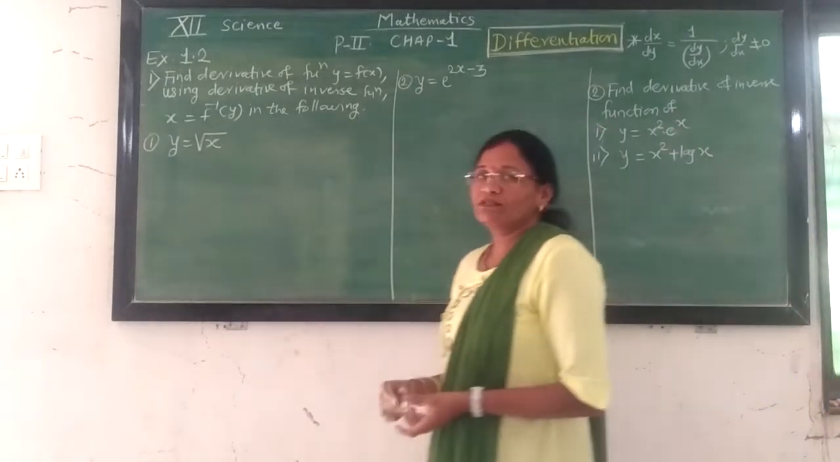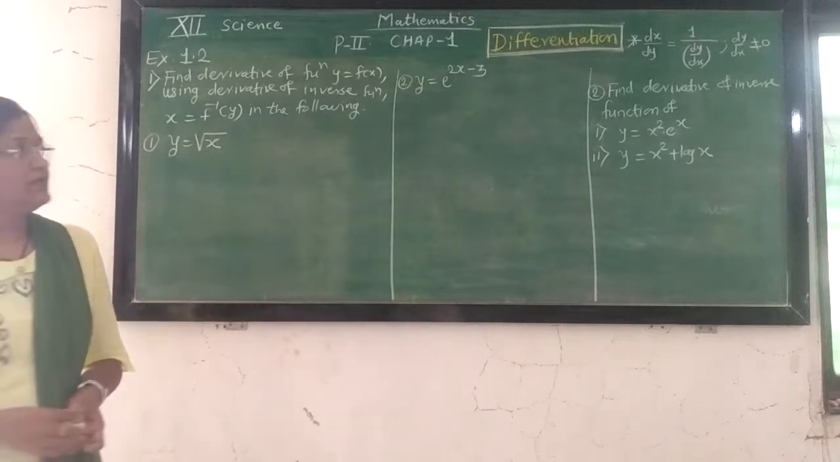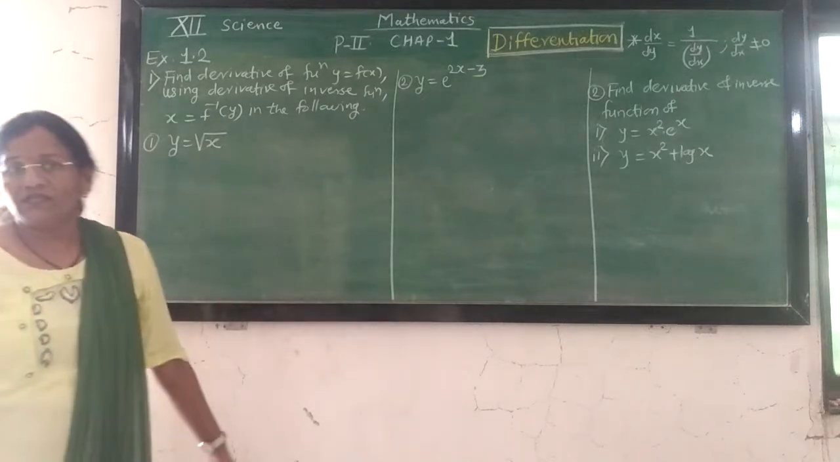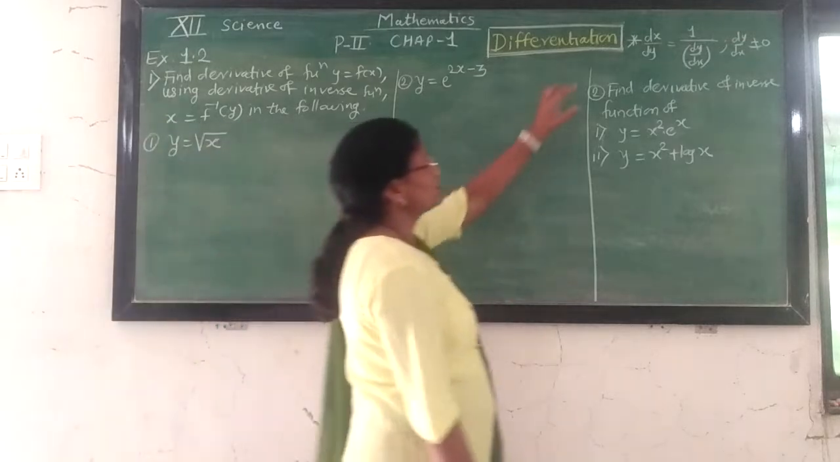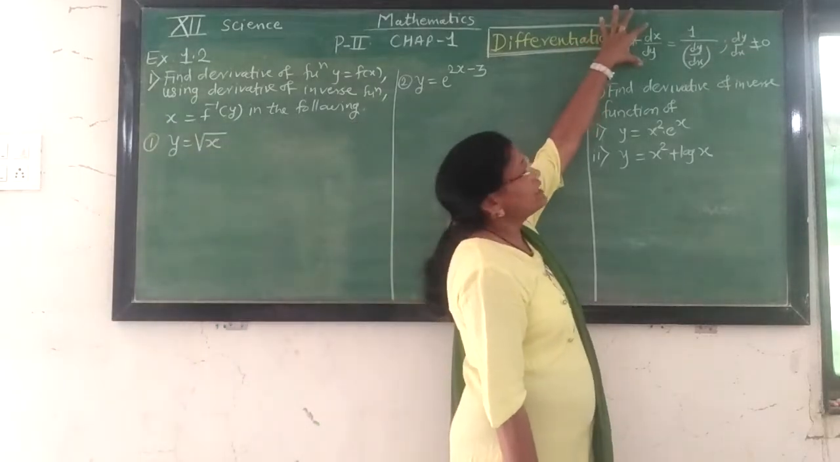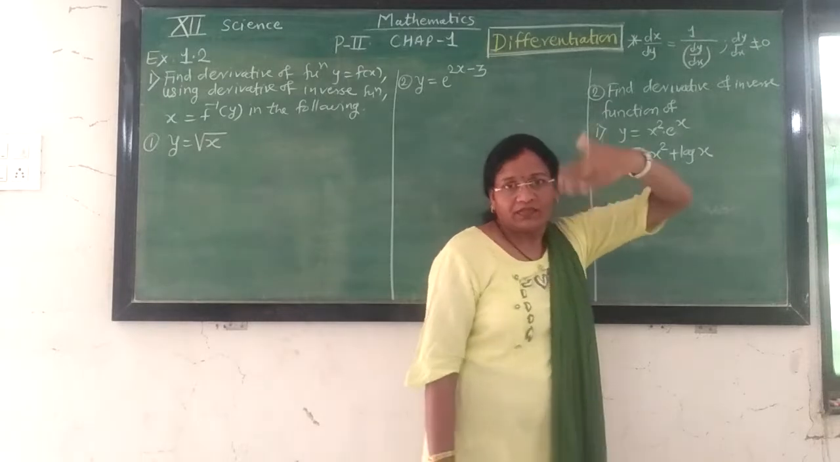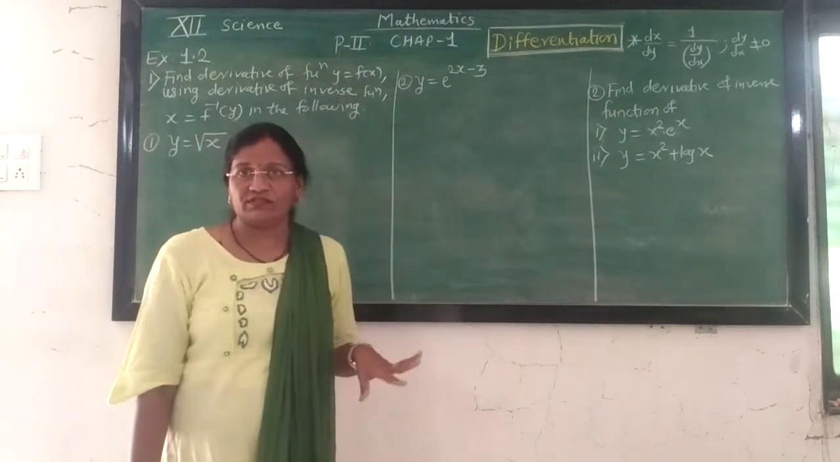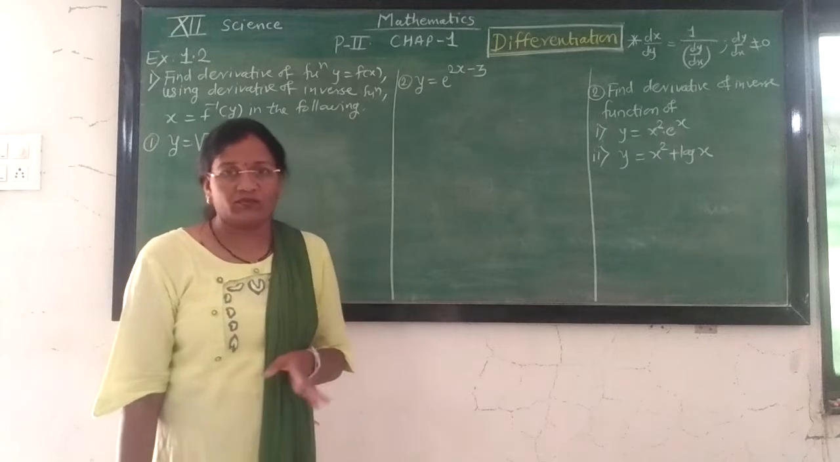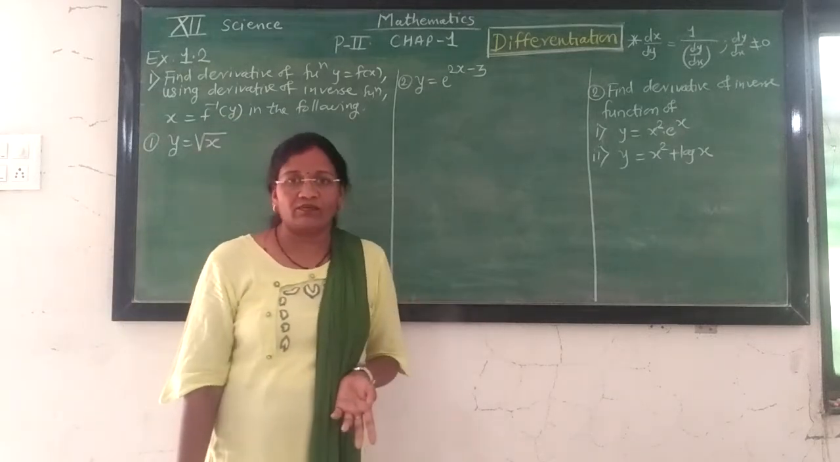Friends, now we solve the examples on inverse function. According to the theorem of inverse function, the derivative of the inverse function gives the formula dx by dy is equal to 1 upon dy by dx. In the previous period we took the derivative of inverse trigonometric functions, which requires some formulae. We will see the result of inverse trigonometric functions after this period.